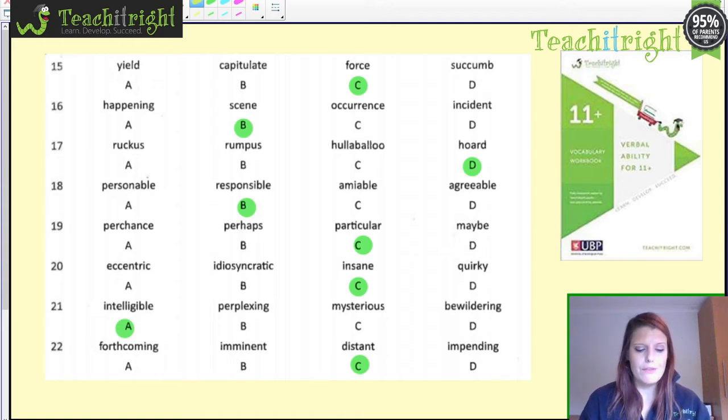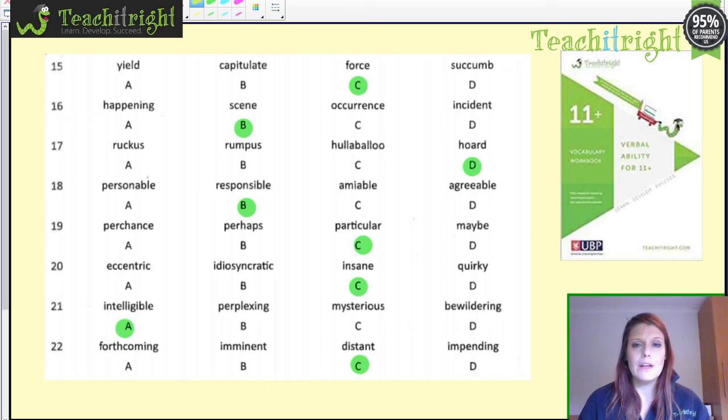And then 15 is a force. All the others mean to give way or give in. 16, they're words for something that has happened, whereas a scene is, it could be a scene in a play, or you might approach the scene. It's a location. Number 17, to hoard means to stockpile things, to keep things unnecessarily, whereas ruckus, rumpus, and hullabaloo are all types of chaotic things, a noisy commotion.